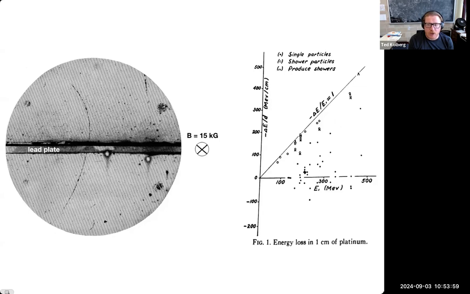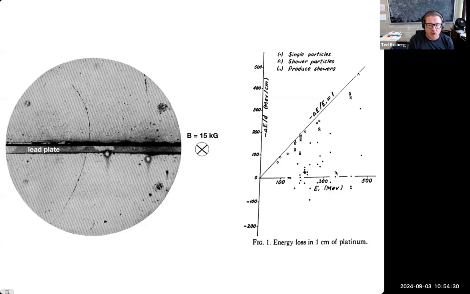So shower particles are observed in coincidence with other high energy particles. That is, you see more than one track in the picture, and they have energy loss consistent with the beta formula that we had before for energy loss by electrons, right? There's this figure of merit X naught, the radiation length, that you can calculate. And these particles along this diagonal basically are consistent with the hypothesis that they're electrons or electron-like.